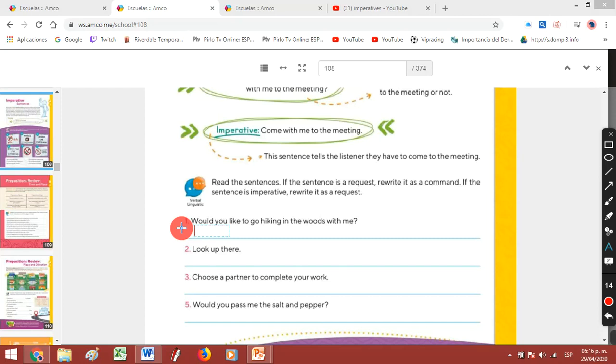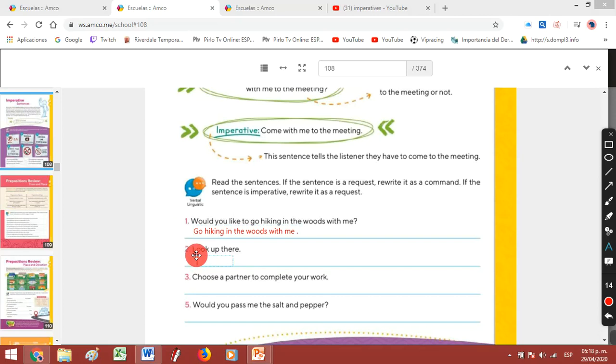So we can put go hiking in the woods with me. Okay, in this sentence we take out the question mark and then we put a period to make it a command. Okay, let's make together the number 2.